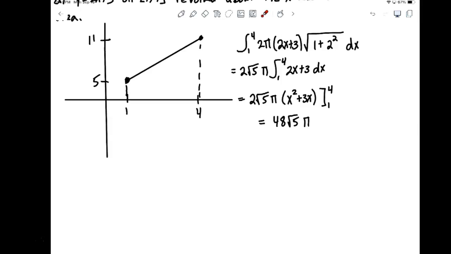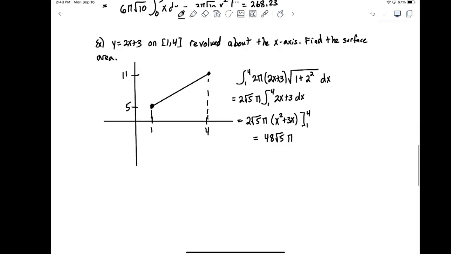Okay, and so there we go. We found the surface area of that solid, that frustum.